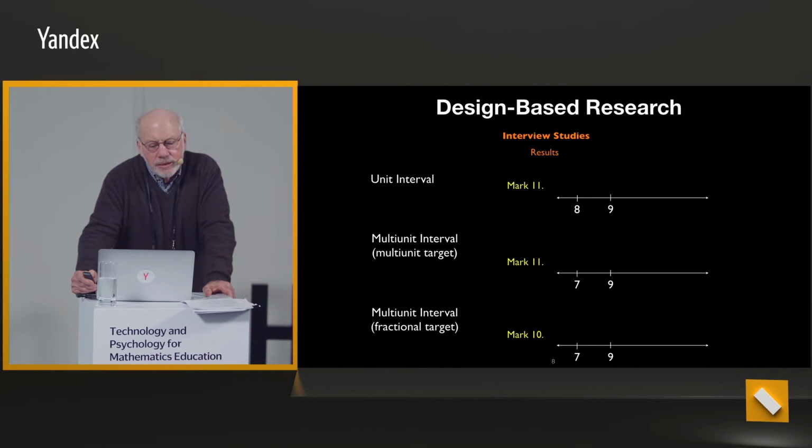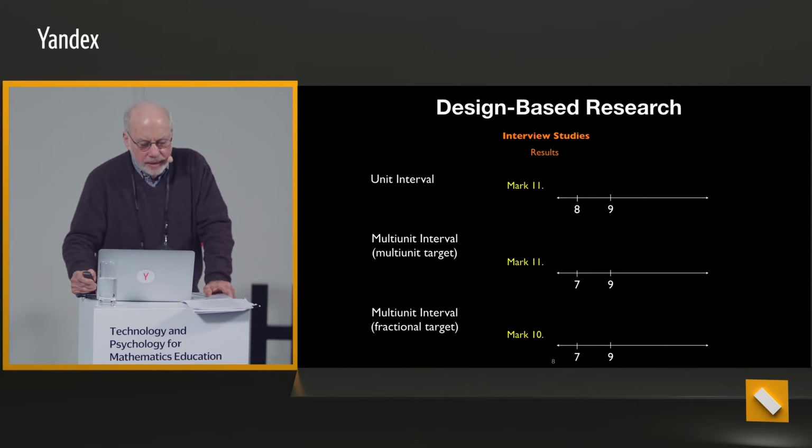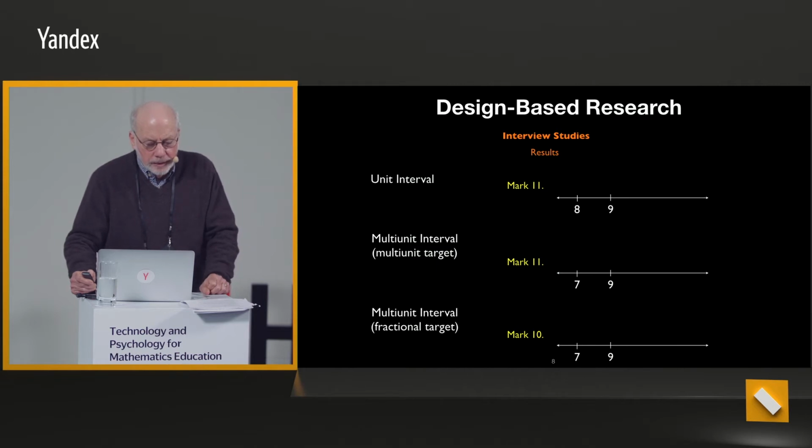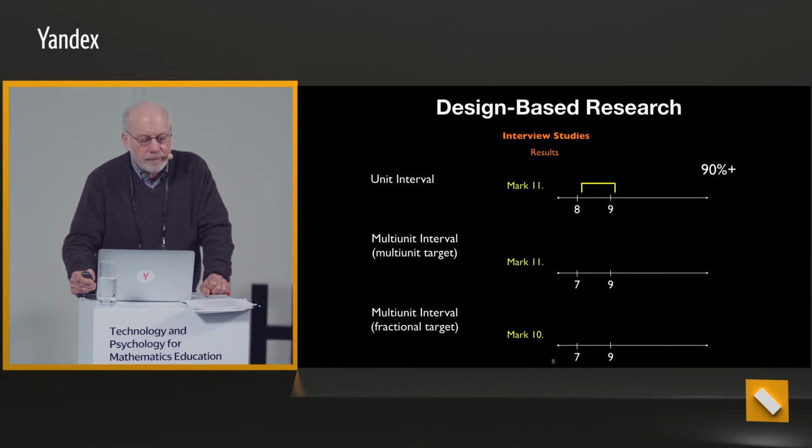So here's an example of an interview study. We see 3 number lines. On the left column, you'll see the first problem presents a unit interval. The second problem contains a multi-unit interval, the distance between 7 and 9. And again, the third problem contains a multi-unit interval. For the first problem, we find that many students get this problem right. 90% of fifth graders who we interviewed, about 30 students, produced this answer, an appropriate answer.